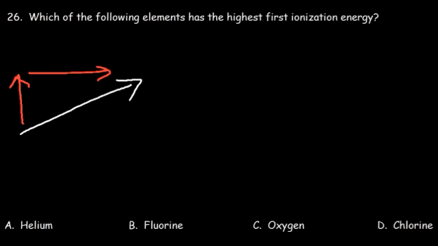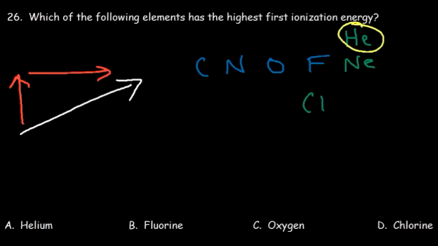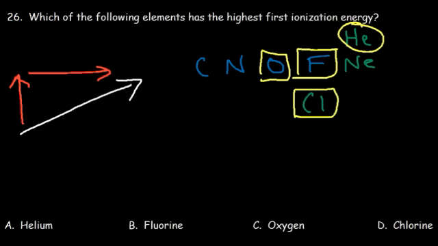Now oxygen. On the periodic table we have carbon, nitrogen, and then oxygen, and then fluorine. Below fluorine we have chlorine, and then here's neon, and then helium is over there. Notice that helium has the highest ionization energy compared to oxygen, fluorine, and chlorine. Helium is to the right of all the elements, and it's above it as well.